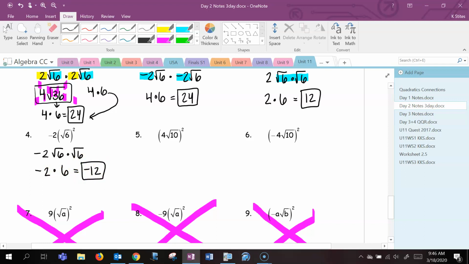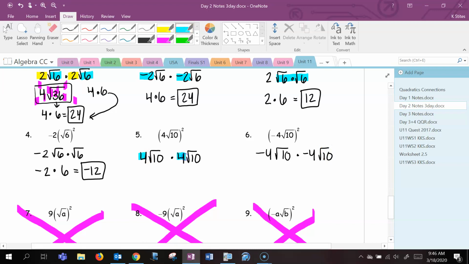All right, so let's try it with some different numbers. See how the squared is around the whole thing? That means we're going to write the whole thing twice. 4 root 10 times 4 root 10. This one will be the same, but with a -4 root 10 times a -4 root 10.